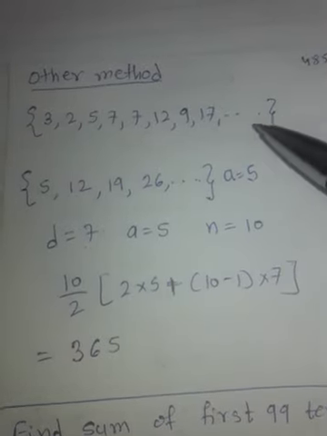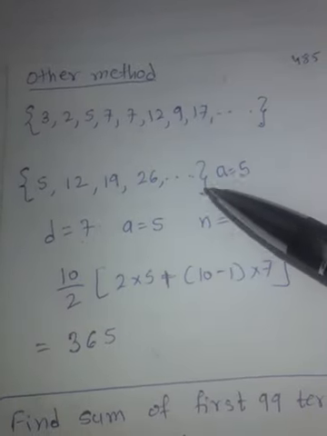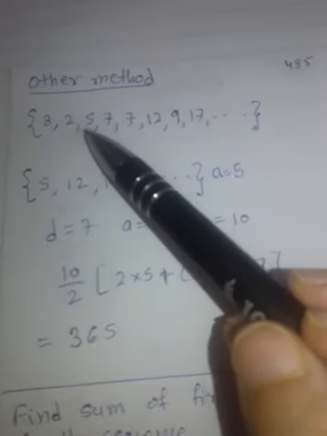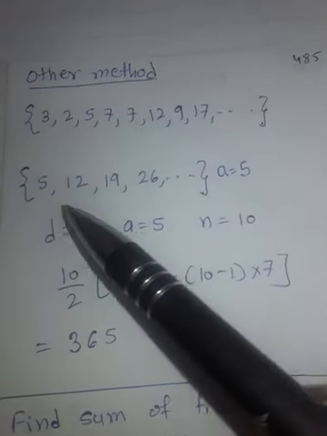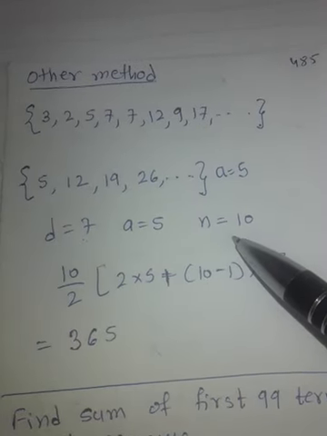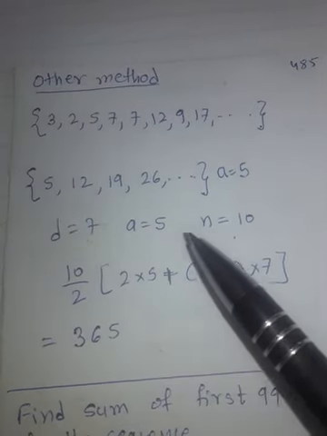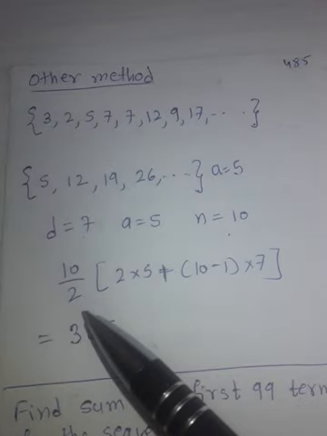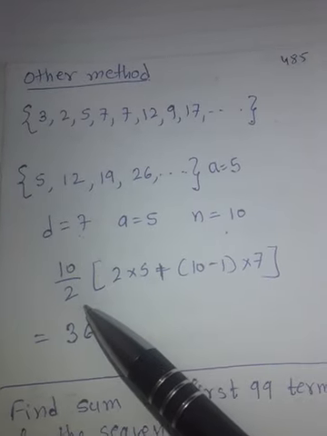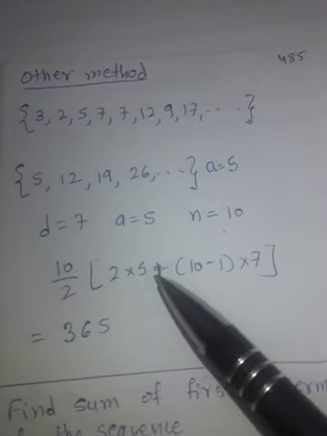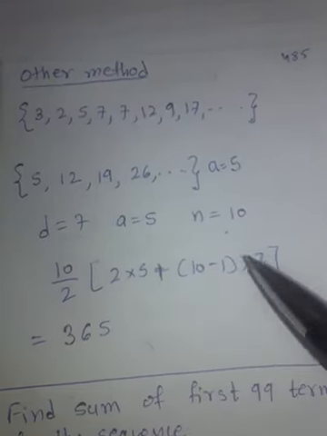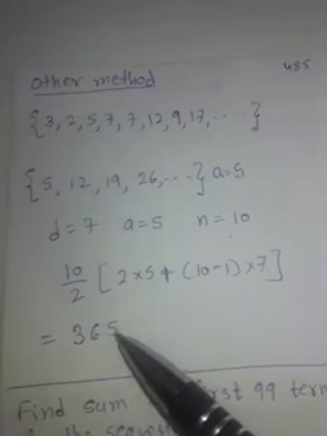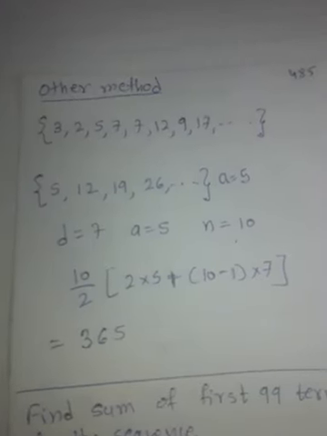It becomes half: 20 terms become 10 because we are adding two terms together. We are making sets of 2, so 20 terms give 10 sets. So n will be 10. Substitute n, a and d in the formula of Sn: n upon 2 in the bracket 2a plus (n minus 1) into d. Our formula is ready. Substitute everything and you get the answer 365.